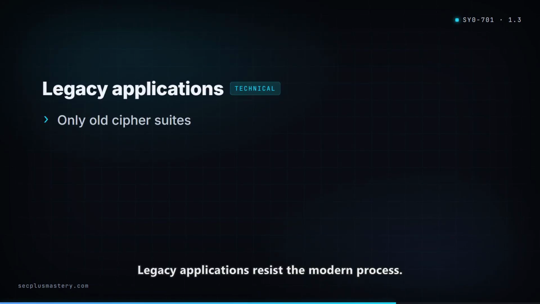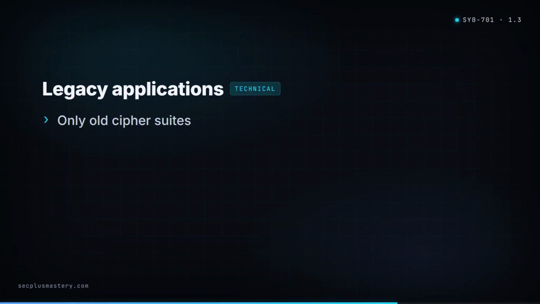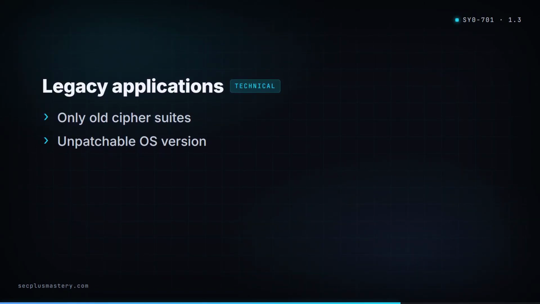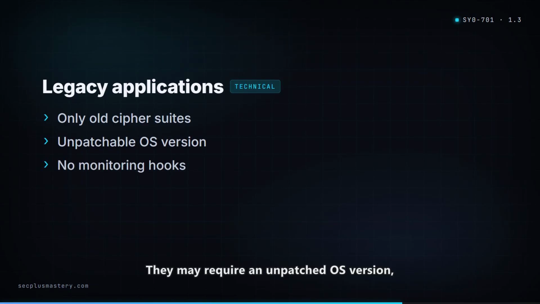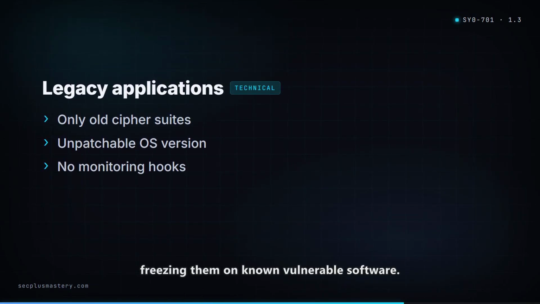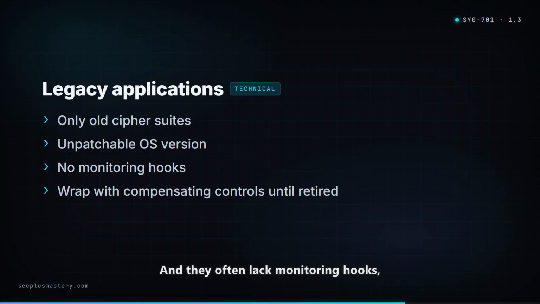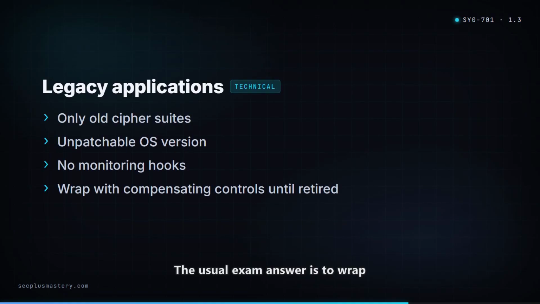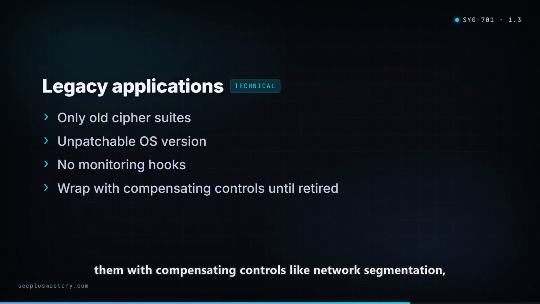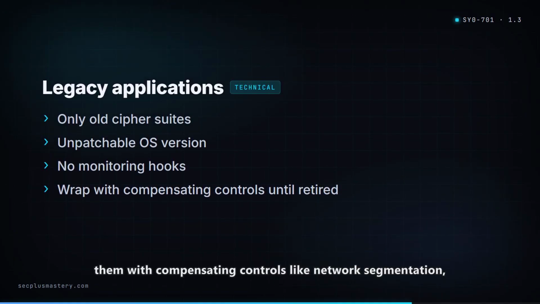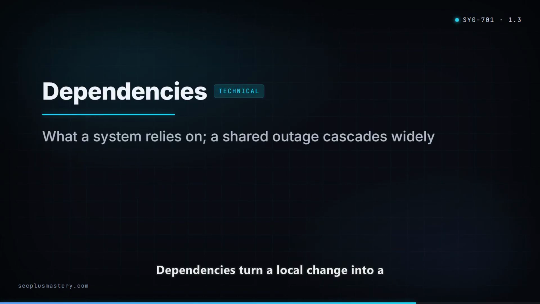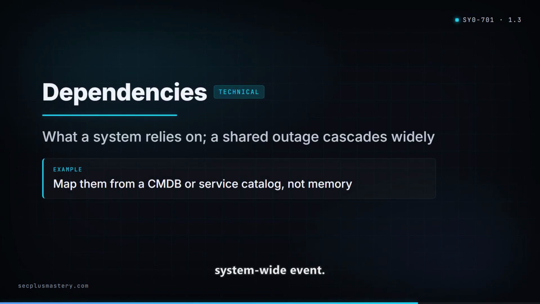Legacy applications resist the modern process. They may support only old cipher suites that clash with policy. They may require an unpatchable OS version, freezing them on known vulnerable software. And they often lack monitoring hooks, so you cannot see inside them during a change. The usual exam answer is to wrap them with compensating controls, like network segmentation, a WAF, or extra logging, until they can be retired. Dependencies turn a local change into a system-wide event.